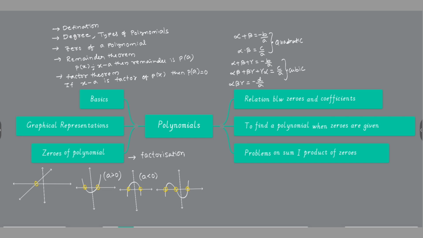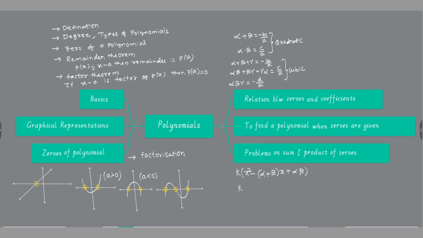Now next, once after verification of the relation between zeros and coefficients, we have how to find a polynomial when zeros are given. Zeros will be given, we have to find the polynomial. We have a formula to find a quadratic polynomial, that is k into x square minus sum of zeros into x plus product of zeros.